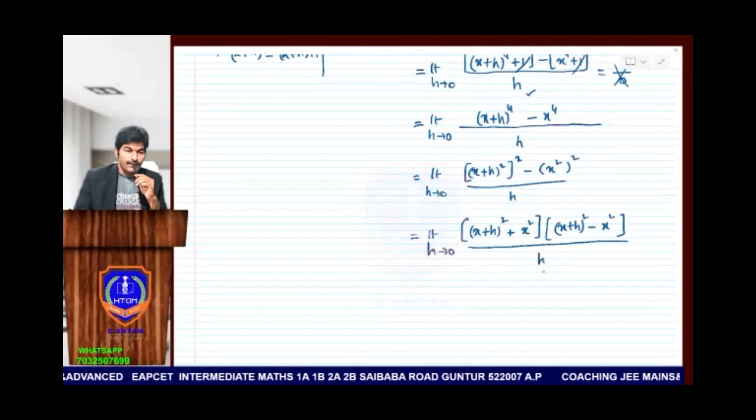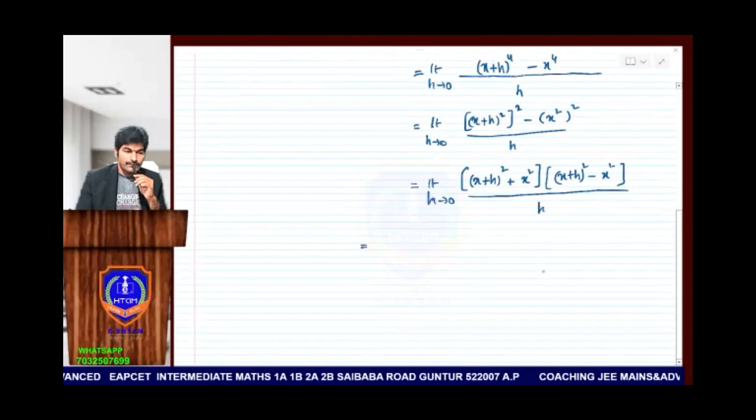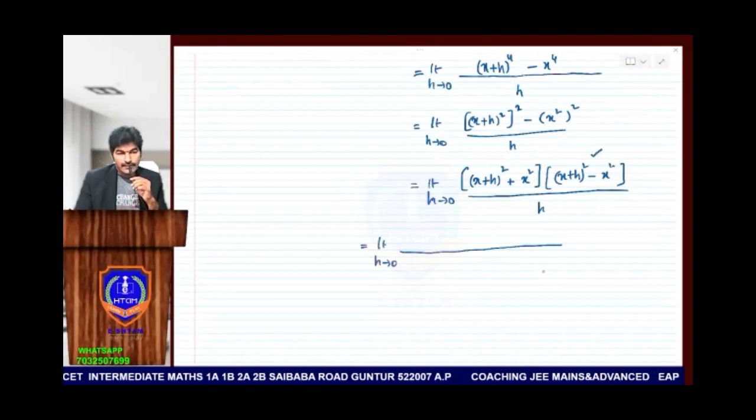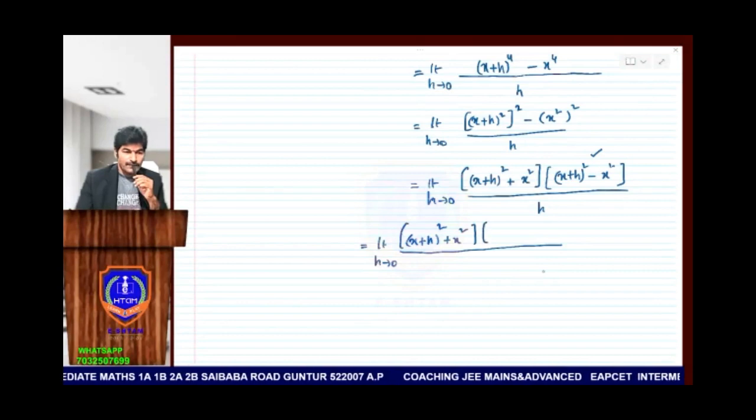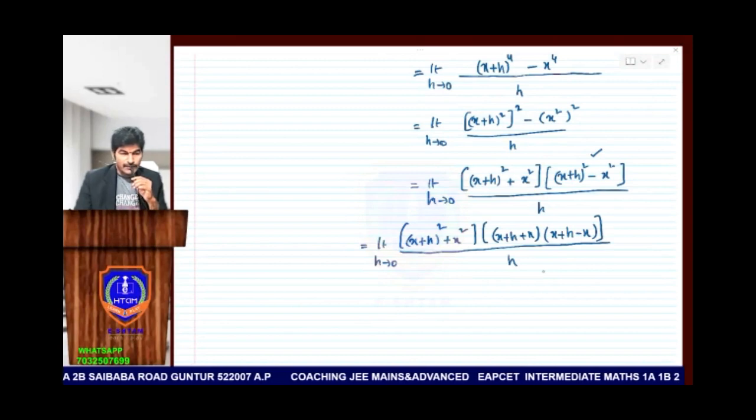Okay, now the second factor, again we will solve that second factor. Again we are using the a square minus b square rule. So x plus h whole square plus x square, and this will be x plus h plus x and x plus h minus x. Again we are using the same formula, a square minus b square, that is a plus b into a minus b. This minus x and plus x got cancelled. Understood? Limit h tends to 0.